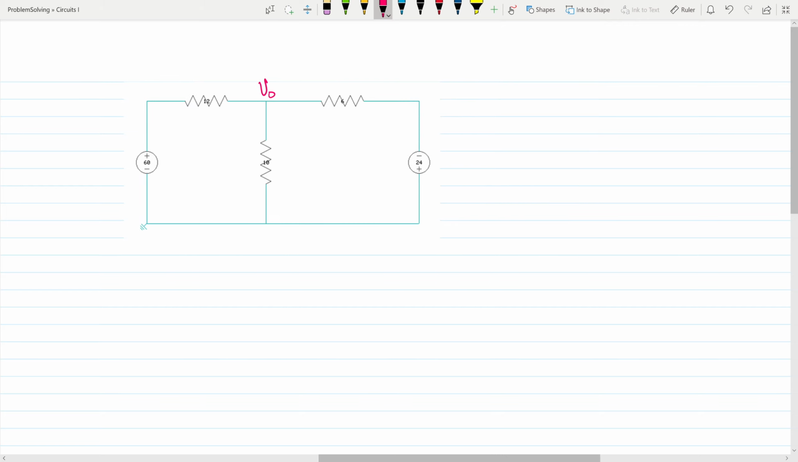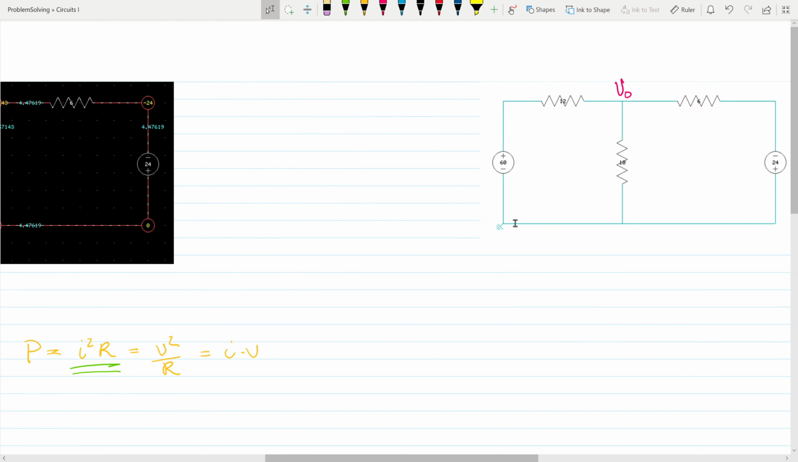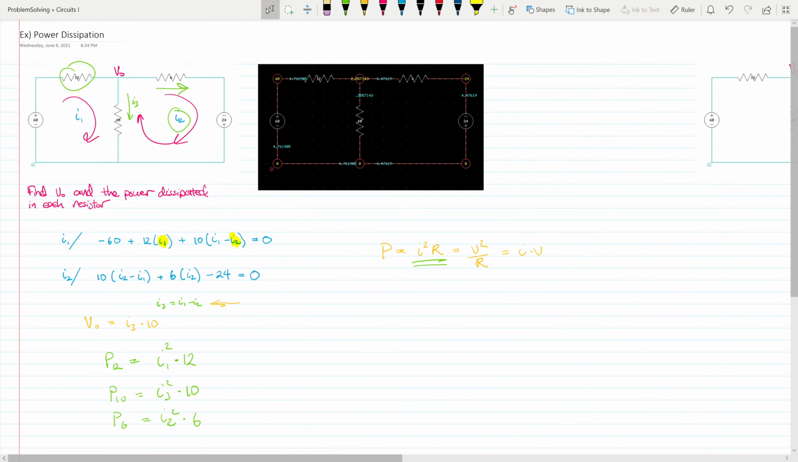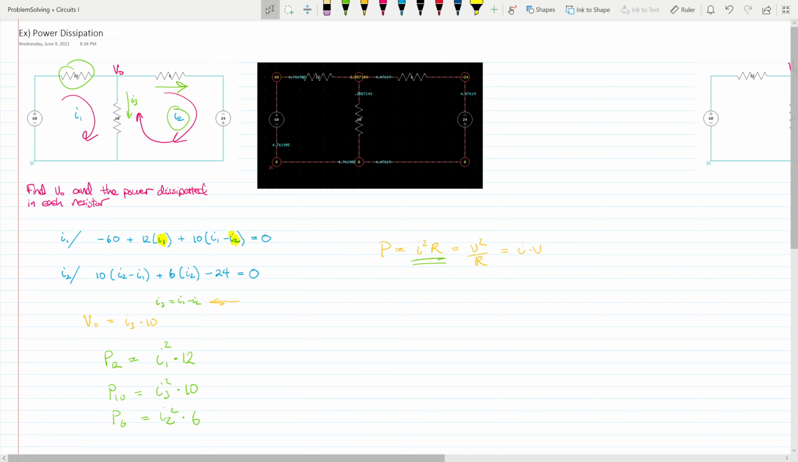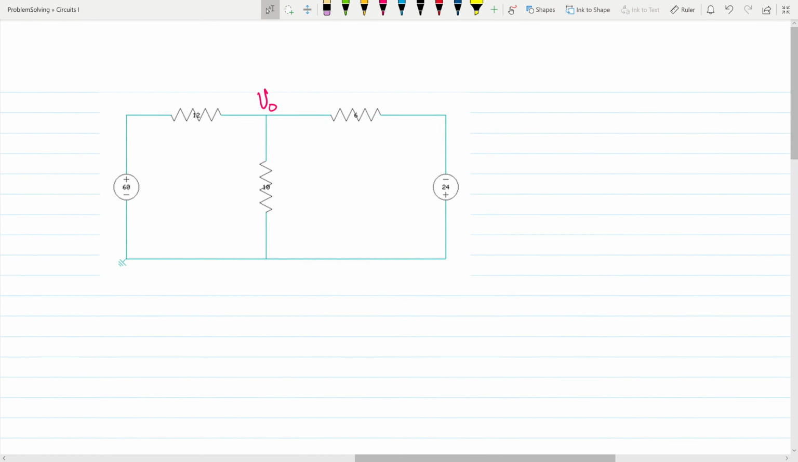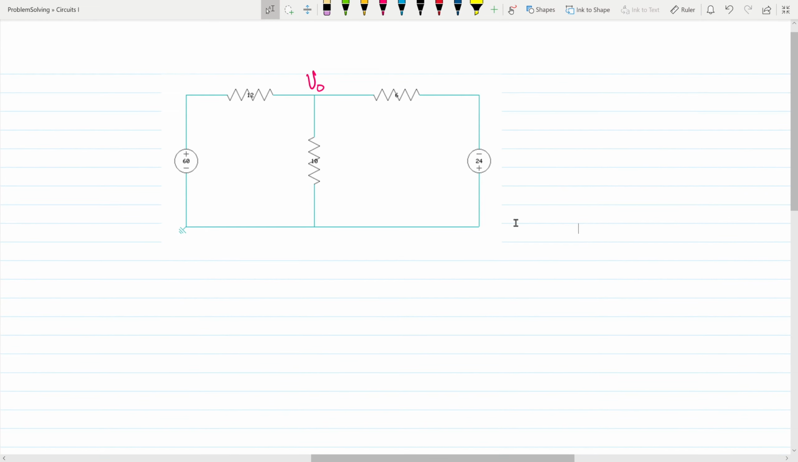Okay, hey everyone. In this video we are going to go over a nodal analysis problem where we solve for V naught, and in a previous example we already solved this circuit, but we used mesh analysis, so you can go and look at that video if you're interested in that. We're going to solve it the other way now using nodal analysis.